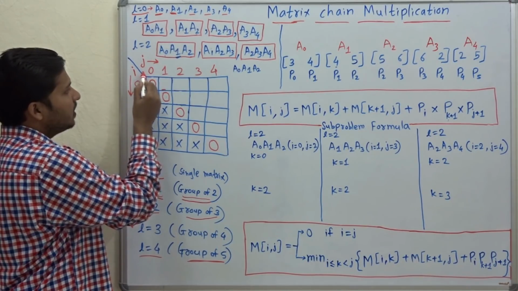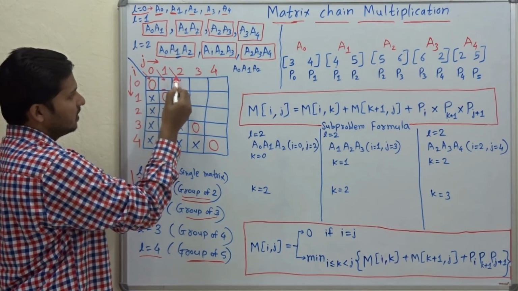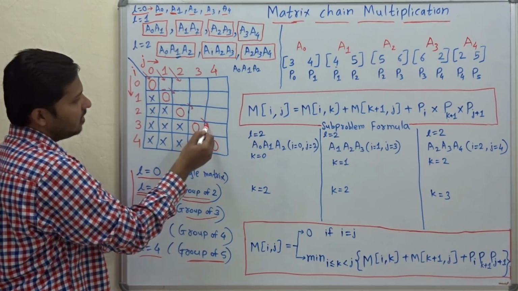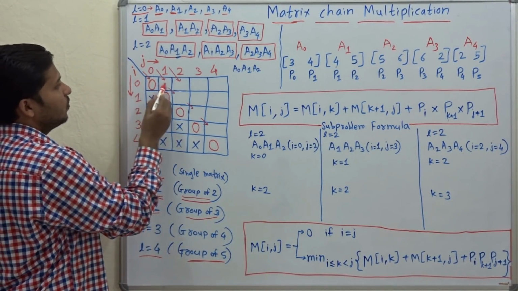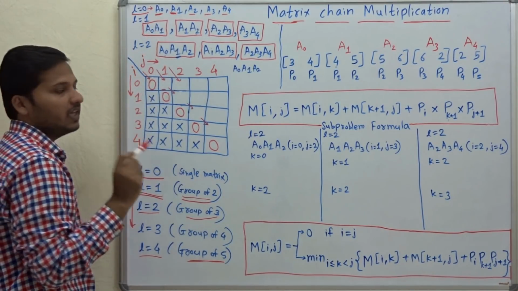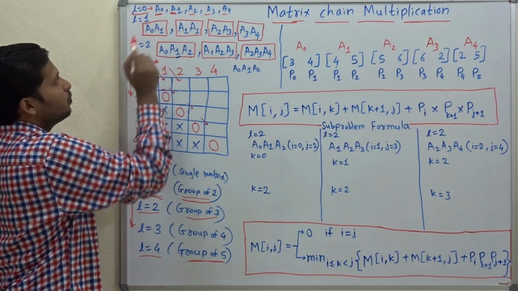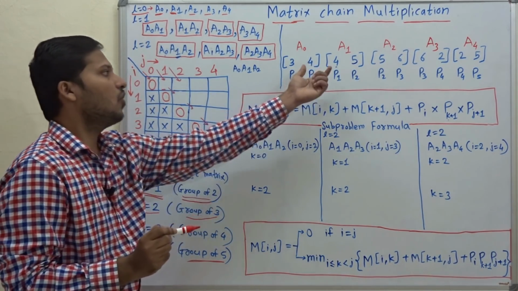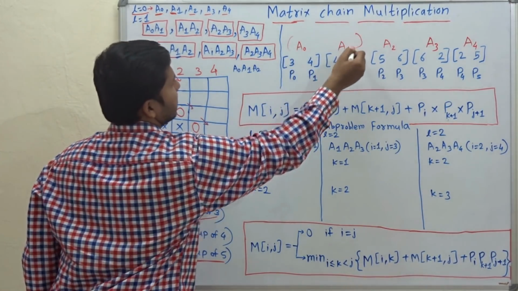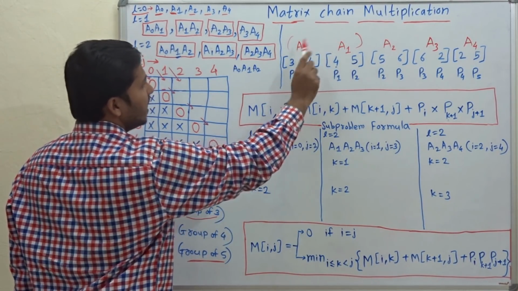Now let's go to L equal to 1, means a group of 2 matrices. We are going to fill in a diagonal way. These are the diagonals. Just remember, we are going to fill the values in a diagonal way. Now 0, 1 means A0, A1, a group of 2. If there is a group of 2, then we have only one possibility, that is multiplying those 2 matrices. We can only multiply in one way, that is A0 into A1.